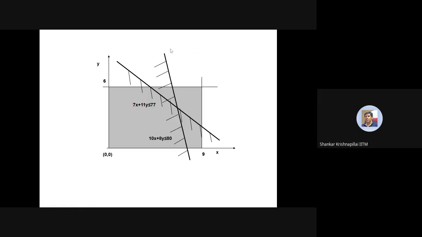One more line constraint is there. 10x plus 8y less than or equal to 80. So this is 10x plus 8y greater than 80, which we don't want. So the intersection of all this feasible region is this red area. This red area is the intersection of all our feasible regions. It is a polygonal region.